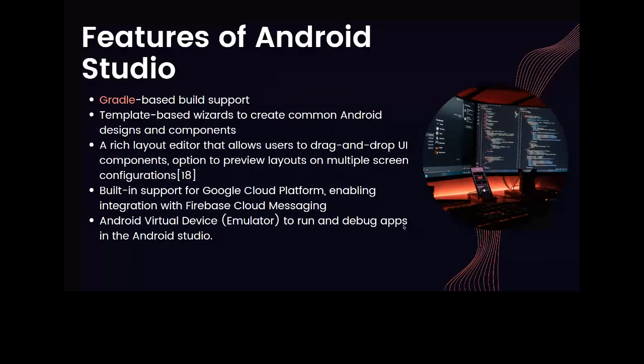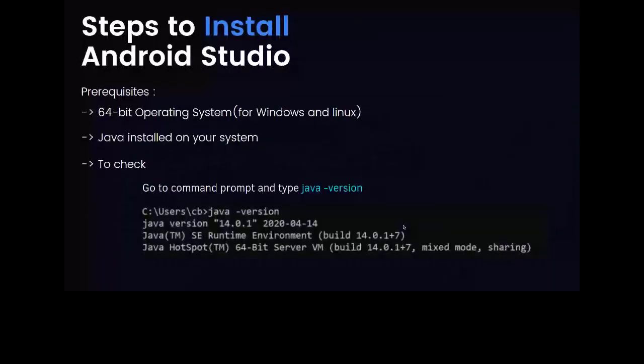Let me take you through the steps to install Android Studio on your device. Before installing Android Studio, you should have the prerequisites. The first thing is that you should have a 64-bit operating system. If you don't know whether you have a 64-bit or 32-bit system, you can simply check it in Windows properties. Once you have that, you need Java installed on your system. To check whether Java is installed, go to the command prompt and type java -version. If it is installed, it will show you the version. If Java is not installed or not installed properly, it will show that the command is not found on the computer.